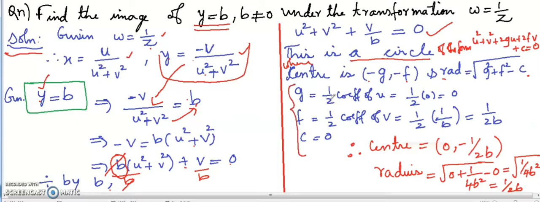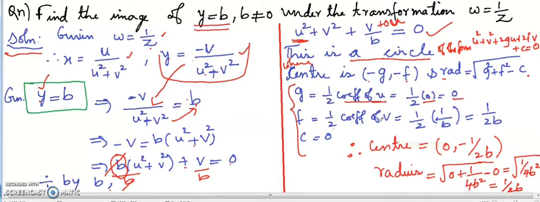We know G is given by 1 by 2 coefficient of U. What is coefficient of U here? There is no U term. You have U square term but no U term. So coefficient of U is 0. So instead of coefficient of U I take 0. 1 by 2 into 0 it is 0.